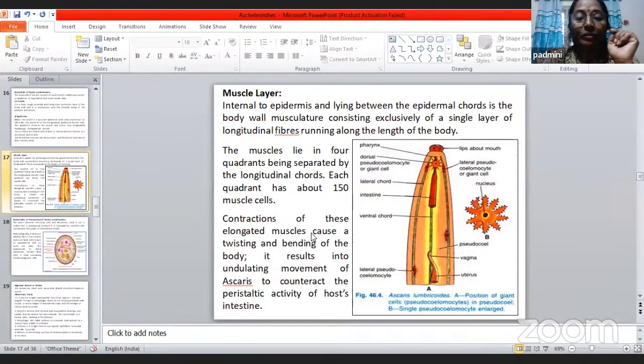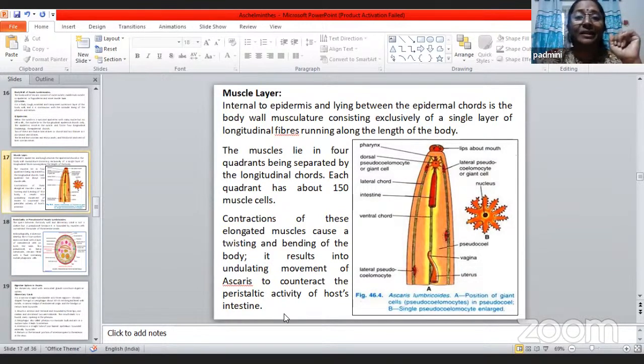Contraction of these elongated muscles causes twisting and bending. Very slowly they contract and expand so that they move from one region to another. They cause twisting and bending of the body, resulting in undulating movement of Ascaris to counteract the peristaltic activity of the host intestine.